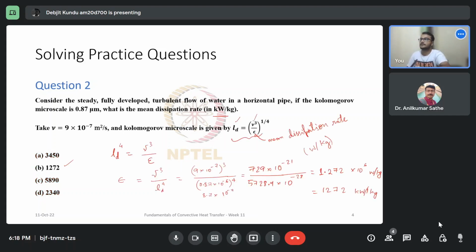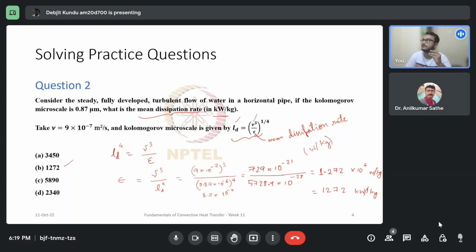The mean dissipation rate, what exactly does it mean? It is basically the kinetic energy which is being lost due to turbulence; ultimately it becomes heat energy. So the mean dissipation rate, this epsilon: turbulence causes eddies, and those eddies experience shear force, and that causes the kinetic energy to dissipate. That energy is lost, it's no longer useful, and the rate at which it is lost is called the mean dissipation rate.